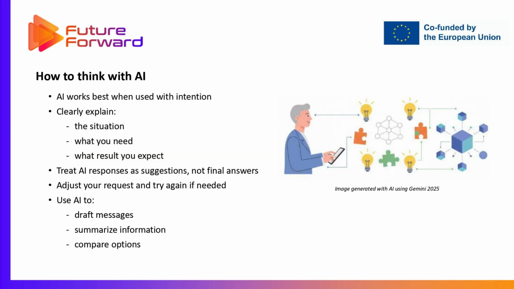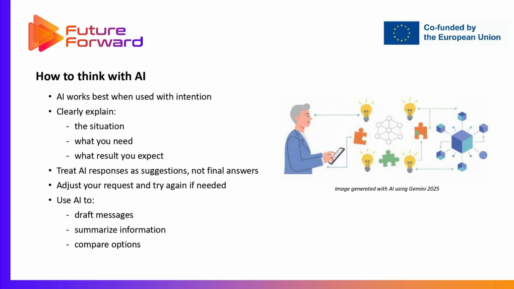Now that you understand how AI learns, the next step is learning how to think with it. AI works best when we approach it with intention. Instead of expecting a perfect answer, it helps to see AI as a partner that can support your thinking. Start by explaining clearly what you need. You can describe to the AI the situation, what you already know, and what kind of result you expect. The clearer your request is, the more useful the response will be.